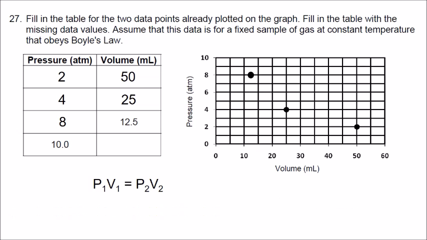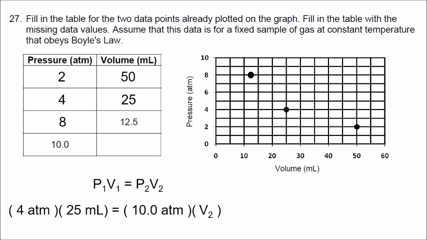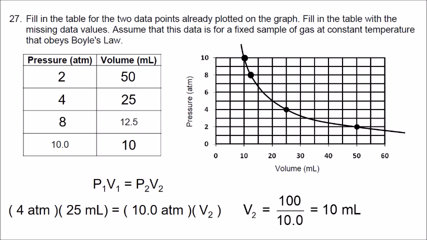Now, of course, since 10 times 10 is 100, we can fill in that last bit of information and plot that last data point, and you can definitely see the curve and the inverse relationship between pressure and volume. So P times V equals P times V. That's how we solved the data to get the missing information.